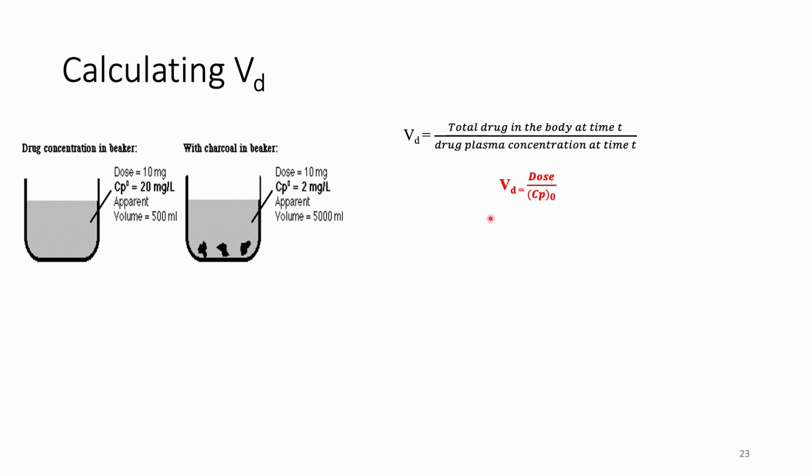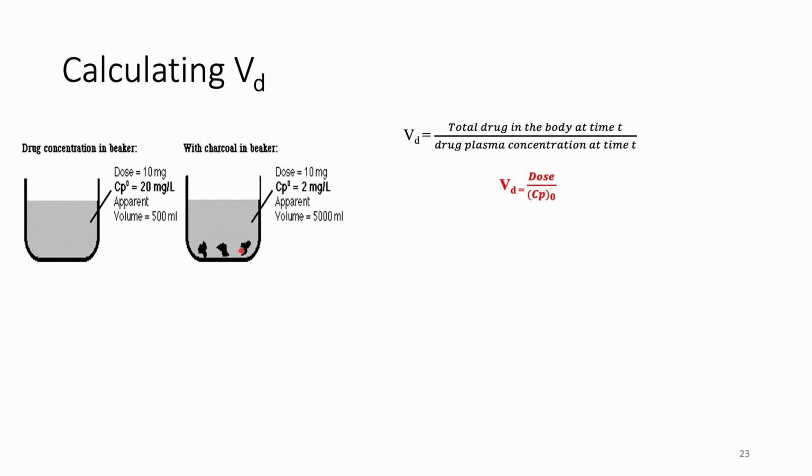In case you give another drug to the body, the dose is still 10 milligram, but the concentration you quantify in the blood is 2 milligram per liter. Using this equation, the dose of 10 milligram divided by 2 milligram per liter, the volume you get is 5 liter or 5,000 milliliter.